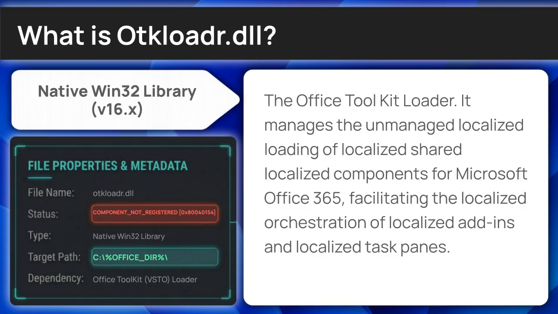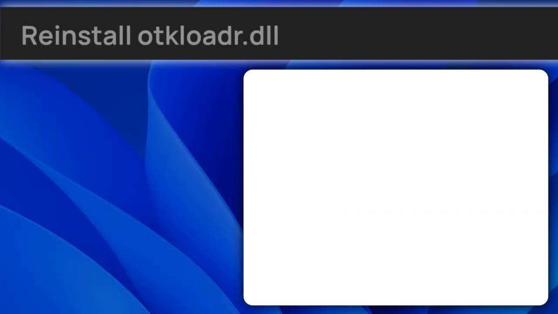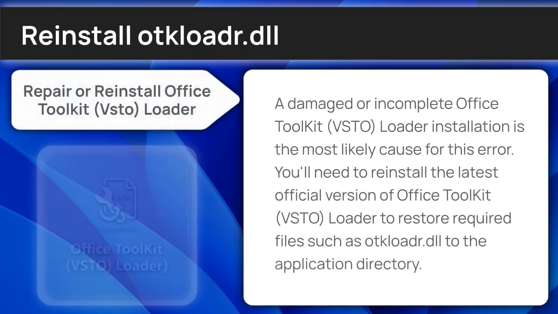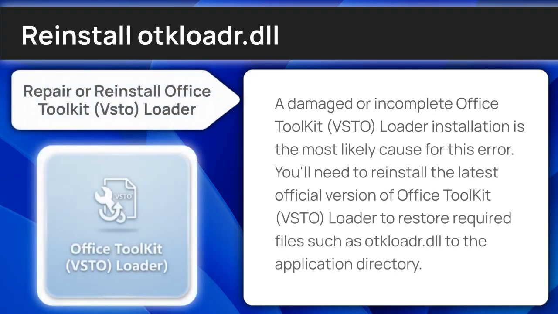Knowing the file's purpose is helpful, but now we need to physically restore it. A damaged or incomplete Office ToolKit VSTO loader installation is the most likely cause for this error. You'll need to reinstall the latest official version of Office ToolKit VSTO loader to restore required files such as Otkloadr Library DLL to the application directory.